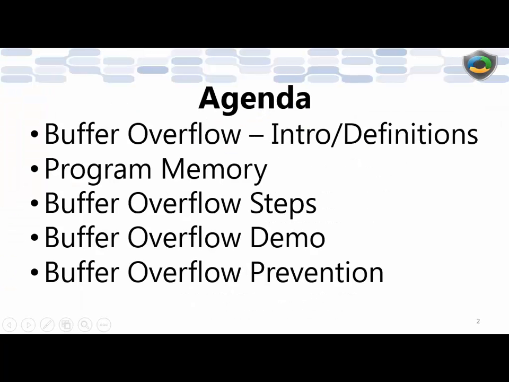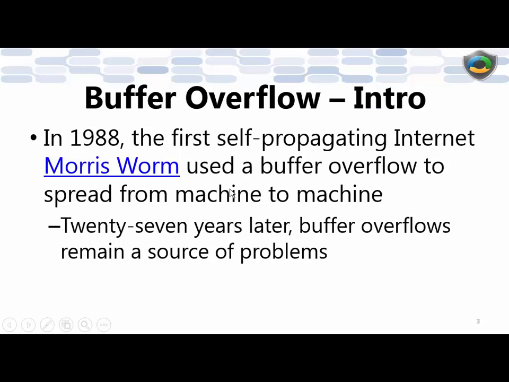All right. So there's about 90 slides here, so I'm going to take my time, but first we'll go over a little bit of an introduction, some definitions, the definition of a buffer overflow, both the definition from Microsoft and the one from OWASP. Then we'll look at program memory a little bit. From there we'll go into the steps that need to happen for a buffer overflow to take place. We'll look at a simple buffer overflow demonstration and finally talk about 10 different methods that collectively will help prevent buffer overflows.